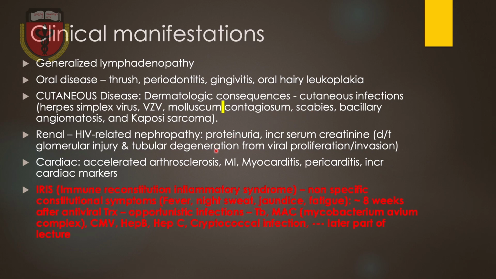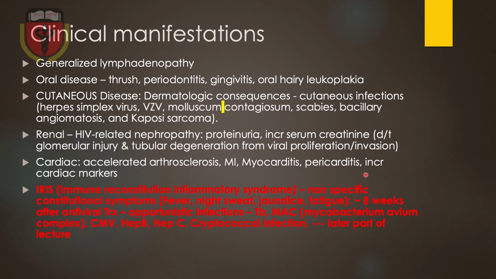And then renal. When the virus goes and replicates in the renal tubular cells, then there's HIV-related nephropathy, proteinuria, and the serum creatinine will increase, and then there will be glomerular injury, and eventually tubular degeneration. All of these happen in advanced HIV status. And then cardiac too, it also attacks the heart: accelerated atherosclerosis, MI, myocarditis, pericarditis, and all those cardiac markers will also increase.